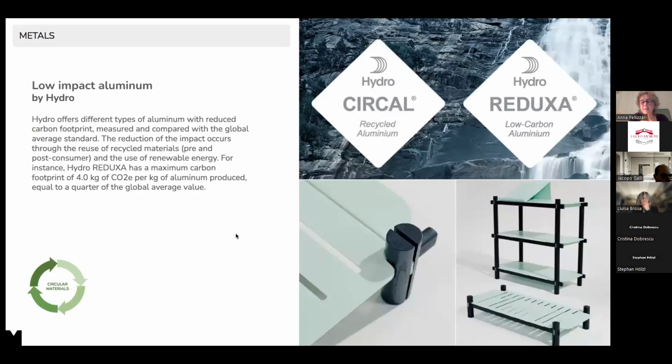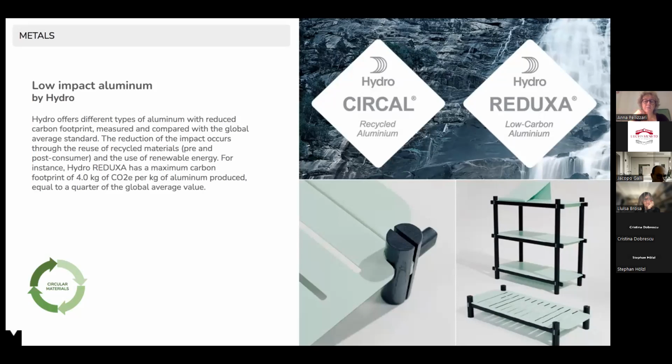There are several companies that are providing low impact metals. This is an example of Hydro. They are not the only one. There are also others, both in aluminum and in steel. They provide either varieties with recycled content or with a certified carbon footprint.